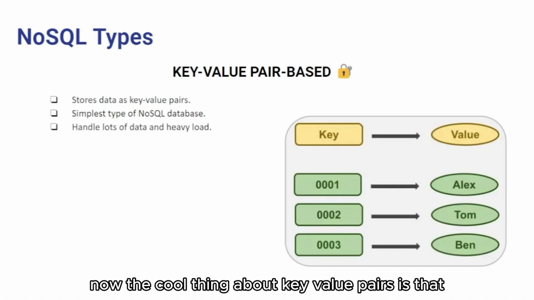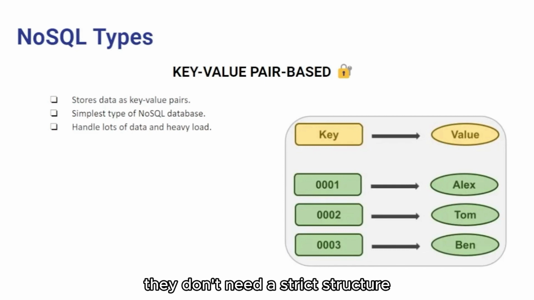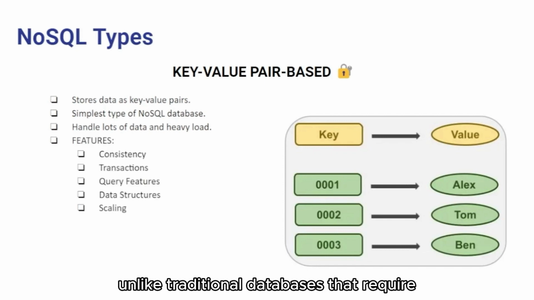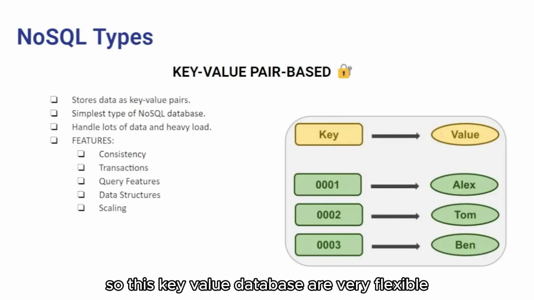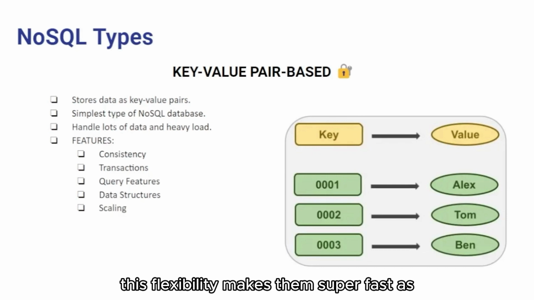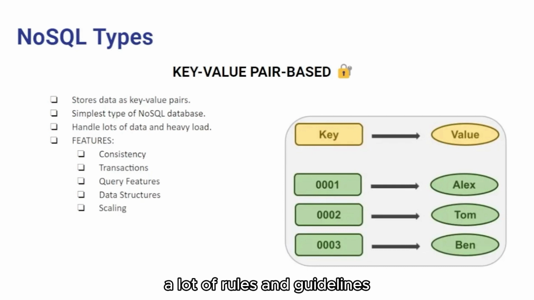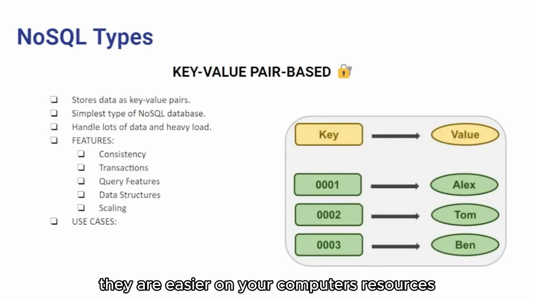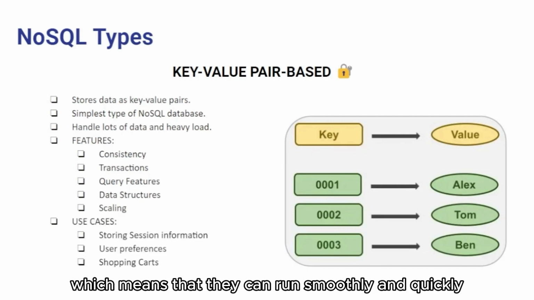Now, the cool thing about key-value pairs is that they don't need a strict structure, unlike traditional databases that require you to plan things out in advance. So these key-value databases are very flexible. This flexibility makes them super fast at storing and finding information. And because you don't need a lot of rules and guidelines, they're easier on your computer's resources, which means that they can run smoothly and quickly.